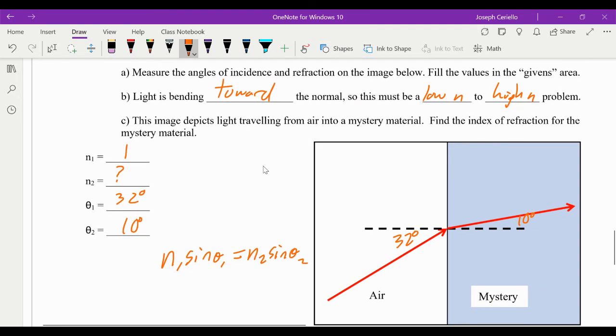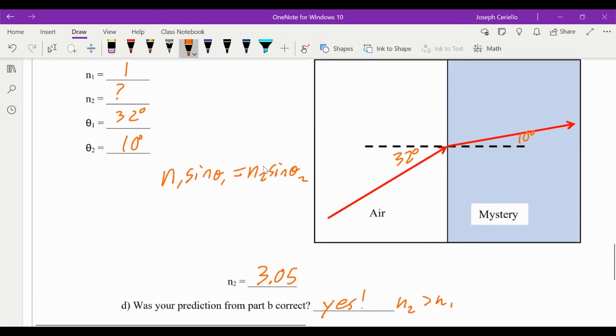All right, looks like the light here is bending toward the normal, so this must be a low to high question as well. Obviously the index of refraction of the mystery material has to be greater than 1 because air is as low as it can get. So you have to physically measure these angles. We measured theta 1 to be 32 and theta 2 to be 10. Let's work from there.